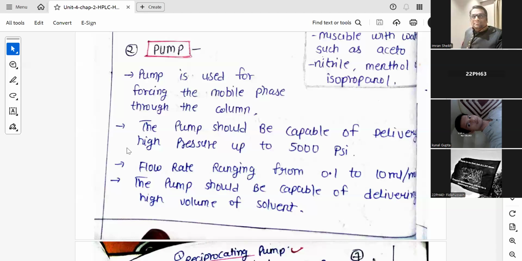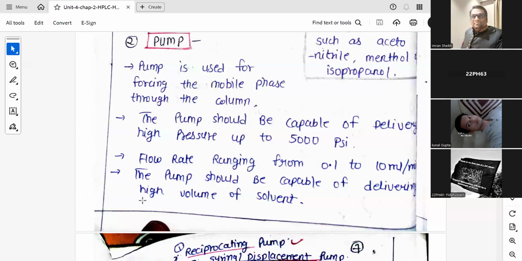These two points are to be considered very important, because that can be asked in your exam. What is the expected pressure in the pump? 5000 psi. What is the flow rate? 0.1 to 10 ml per minute. So that can be asked. The pump should be capable of delivering a high volume of the solvent.